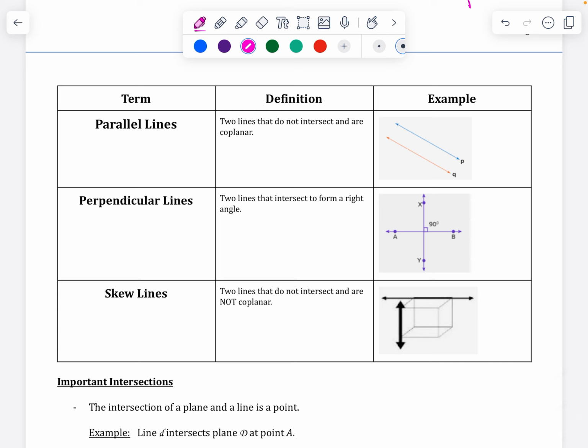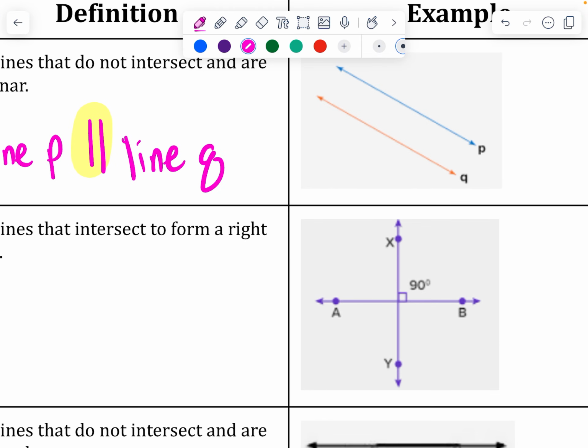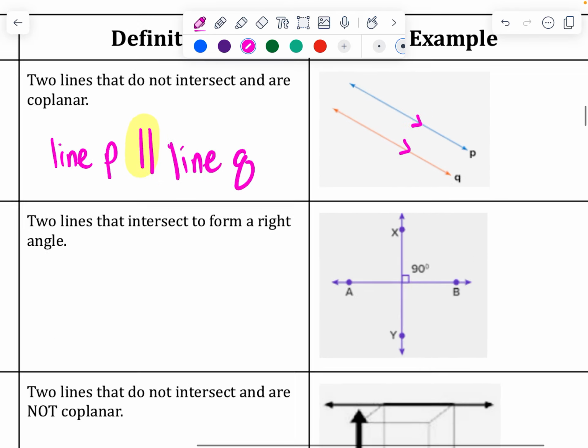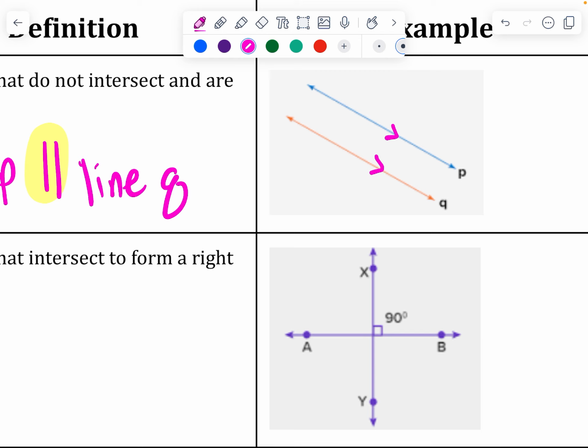The one thing we add to our definition of parallel lines is the notation. When we write that two lines are parallel, we use this symbol. So if these are lines P and Q, we would say that line P is parallel to line Q, and this symbol, the double straight bar, is what we use to represent the word parallel instead of writing it out every time. Also, if you see this symbol on lines in a diagram, those little arrows going in the same direction show that the lines are parallel.